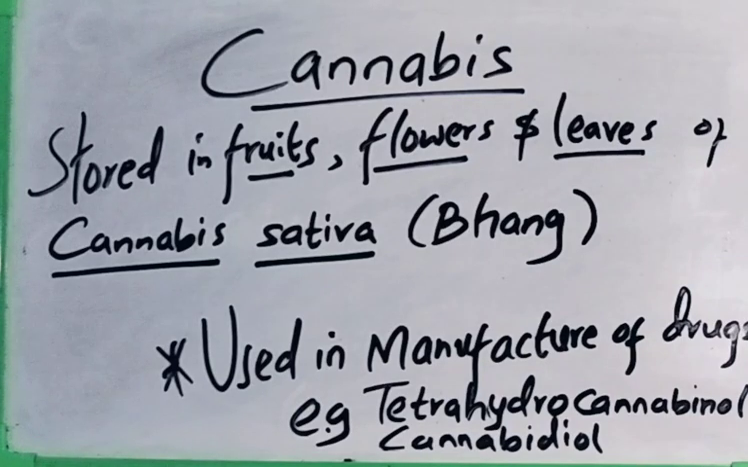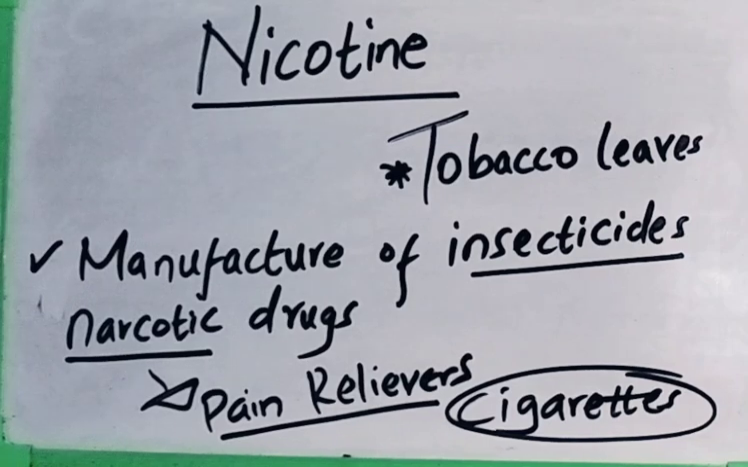Nicotine. This one is gotten from tobacco leaves. And remember that tobacco is used in the manufacture of cigarettes. So for the smokers of cigarettes, nicotine is a chemical they cannot avoid. It is used in the manufacture of insecticides and also narcotic drugs. Insecticides are chemicals that are sprayed to control insects, especially in agribusiness. Narcotic drugs, these are pain relievers. So nicotine has two functions, manufacture of insecticides and narcotic drugs, and it is gotten from tobacco.